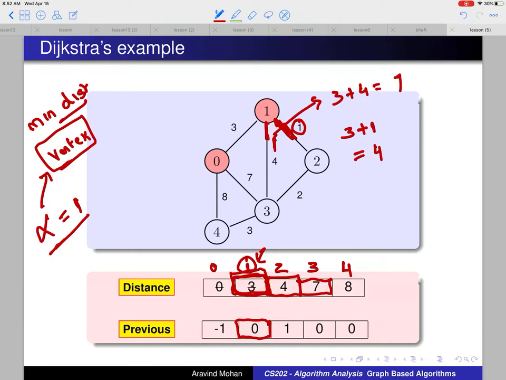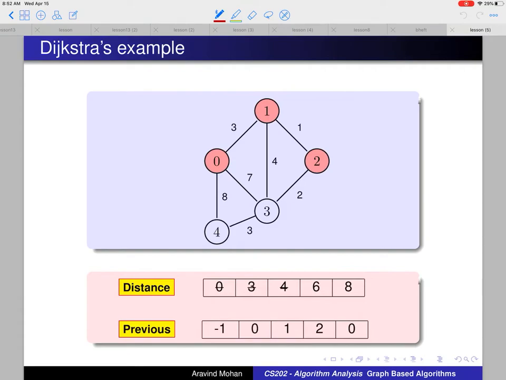So previous is always set as 0 in this case, because we are coming from that particular vertex, which is 0, right? So we came from there, and we are going to update the previous for 1 as 0, right? And then we make that 1 as visited at this point, and then we move on to the next node, right? So what would be the next node here?